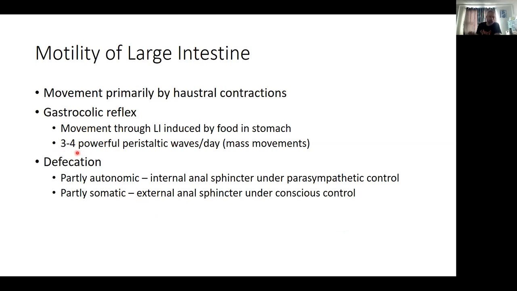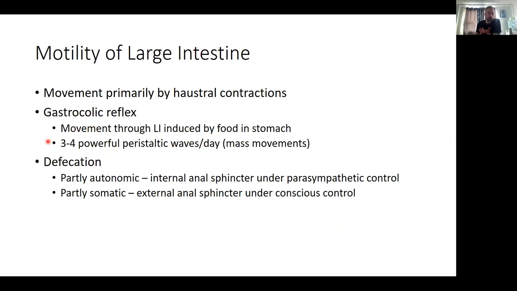It results in somewhere between 3 or 4 fairly powerful peristaltic waves a day. We call these mass movements. Right? This is because usually you eat 3 to 4 fairly decent sized meals a day. Obviously, if you eat more meals, more of these waves will occur.